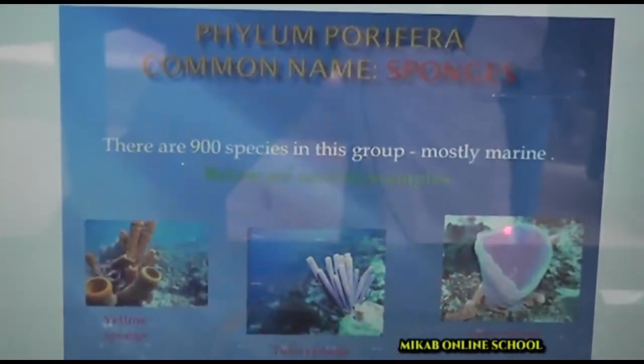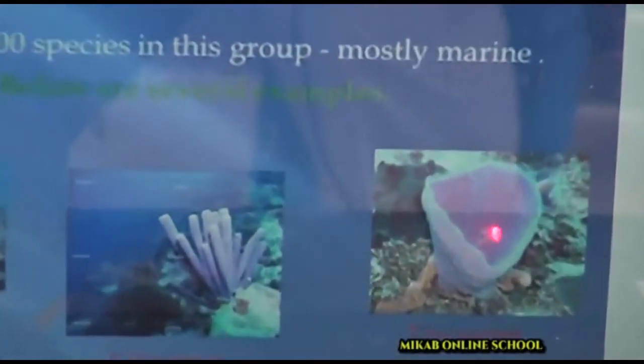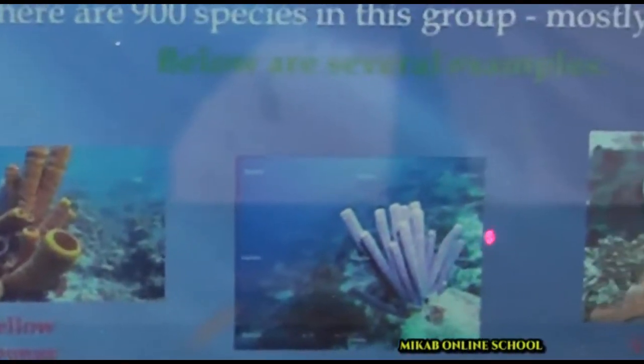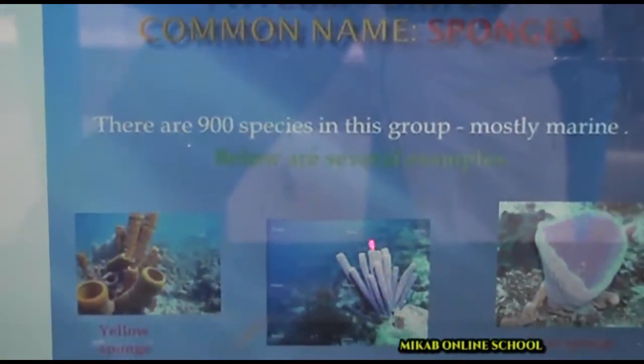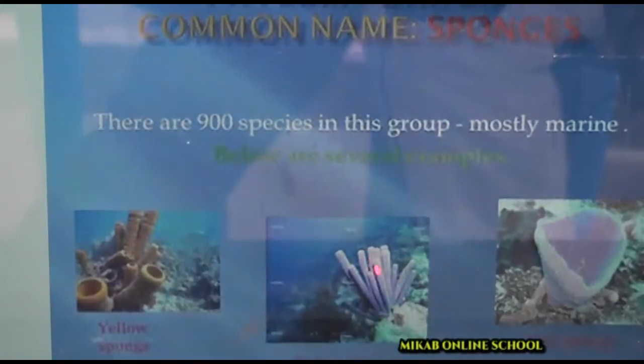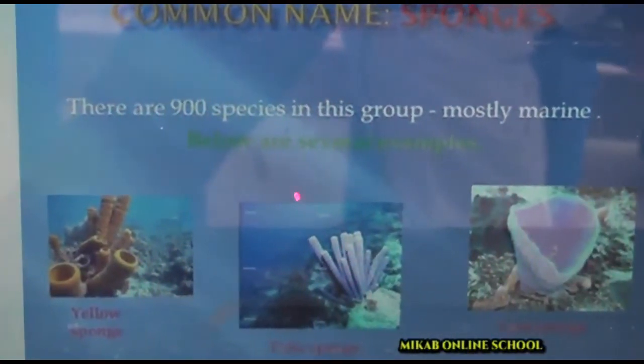So these are still some other examples. As you can see, this one looks like the vase in your house. This one looks like the examples we have given earlier on. So remember, we said that some of these organisms, the majority of them, live in marine environments, although they are all aquatic, but a few of them are actually freshwater forms.